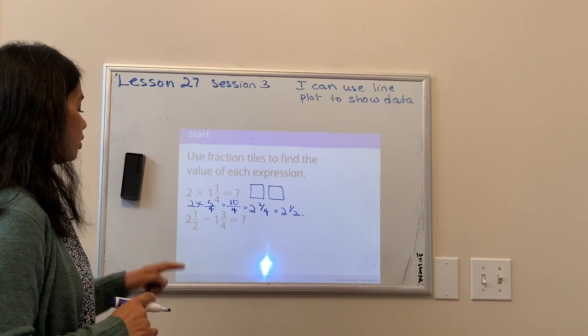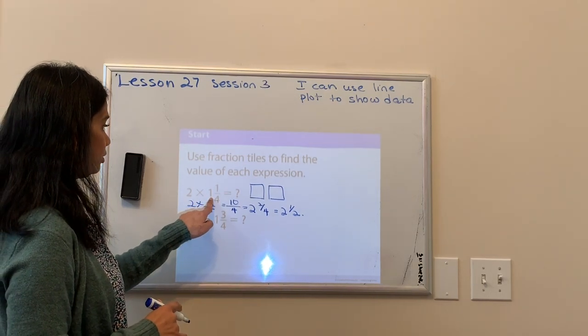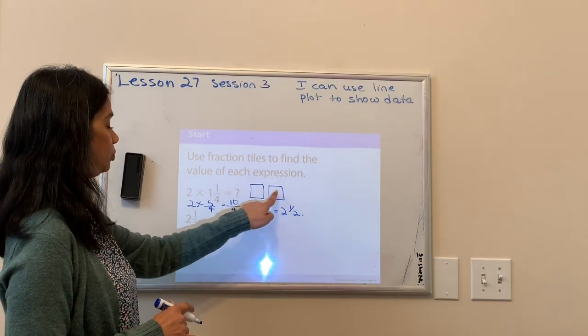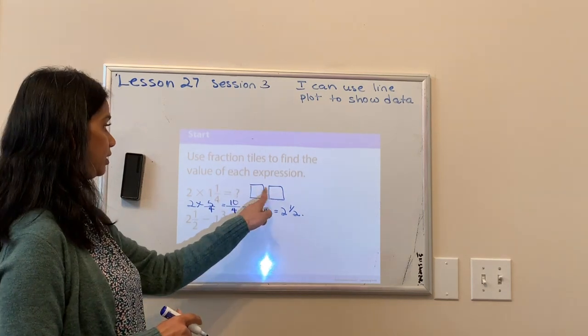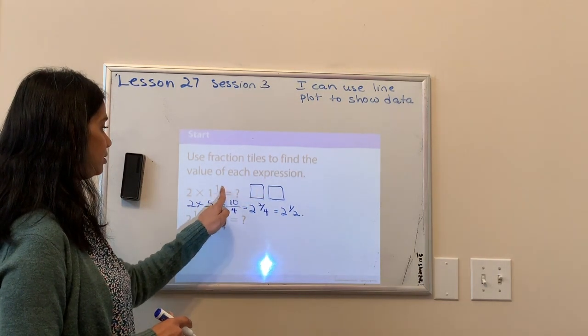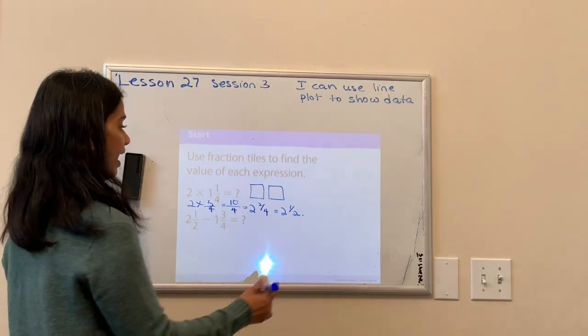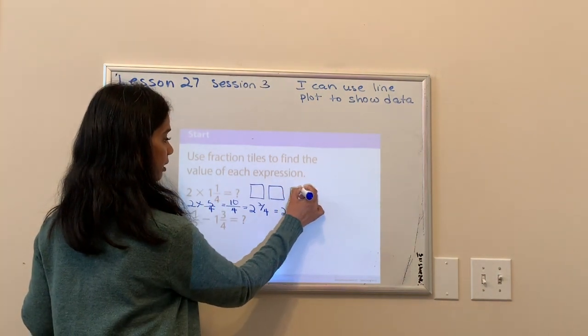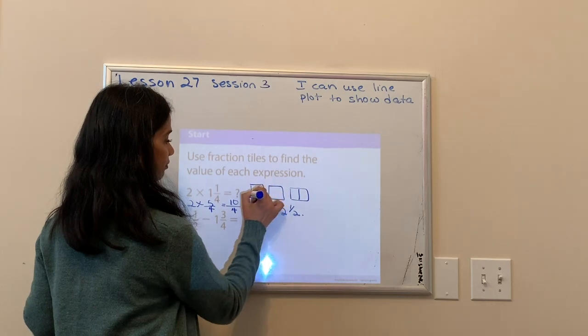Okay, so 2 by 1 is 2, right? So 2 multiplied by 1, you'll still get 2. And then 2 multiplied by 1/4, right, is going to give me 1/2. And that's where I'm going to get 1/2.